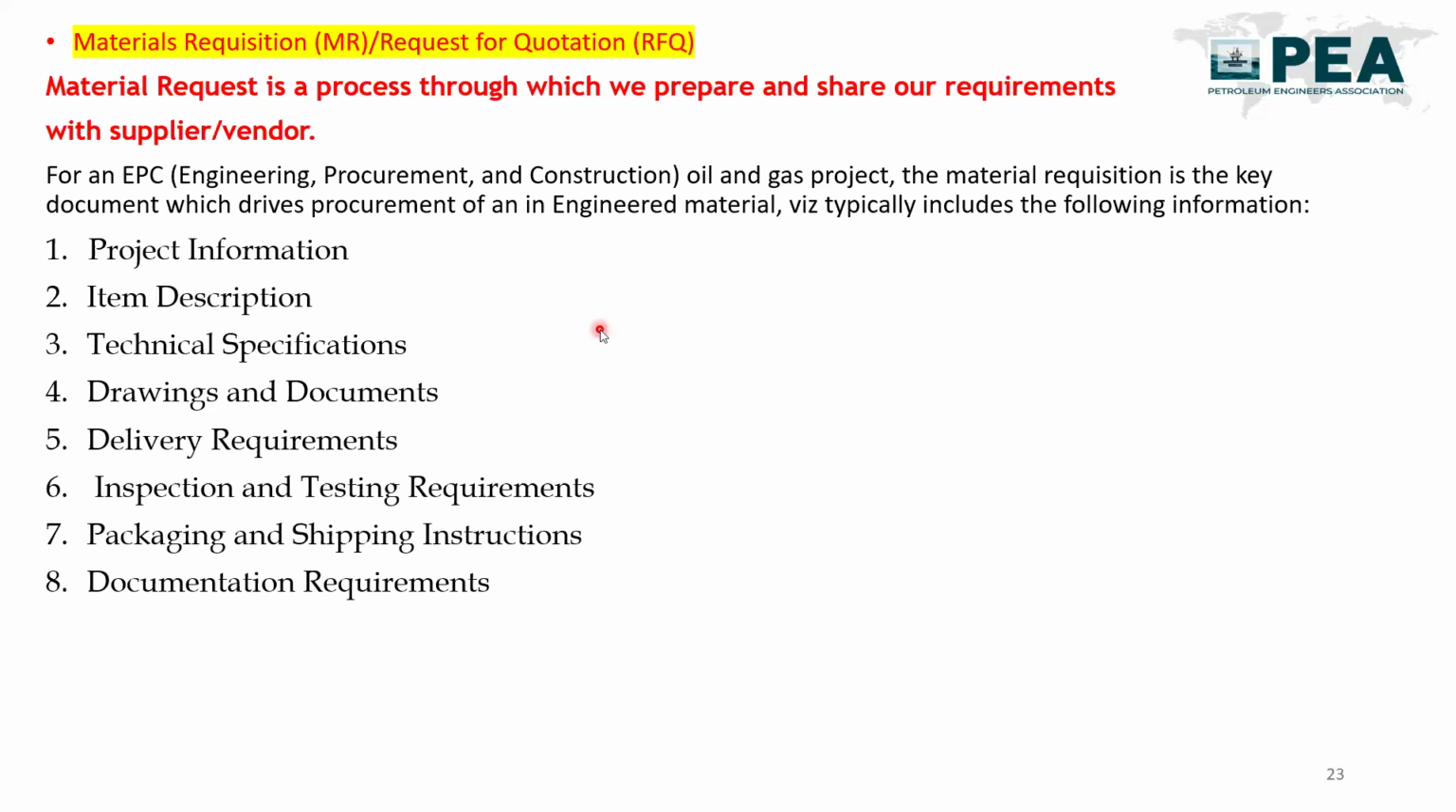For the procurement of that material, first we need to prepare the material requisition, that is called MR, and the request for quotation, that is called RFQ. Material requisition is a process through which we prepare and share our requirements with the supplier or vendor. Suppose you are going to procure an RTD. What is our requirement? Either we need a single RTD sensor or duplex or triplex RTD sensors. We need PT100 or some other sensors.